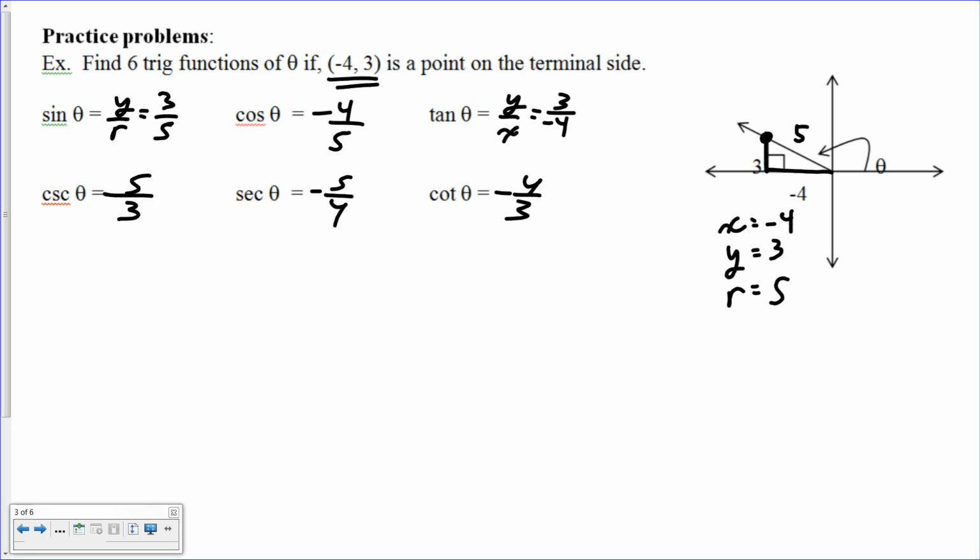Don't do shortcuts in your writing. Make sure you're including your theta. Make sure you're including the equal sign.